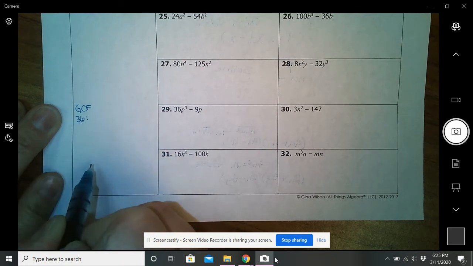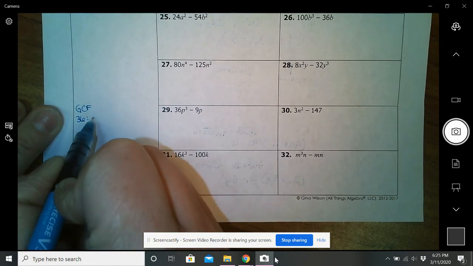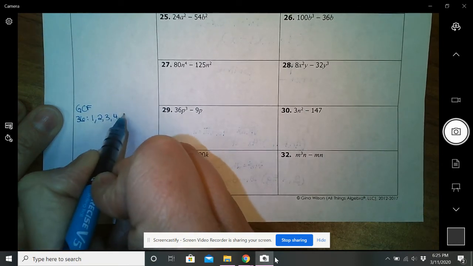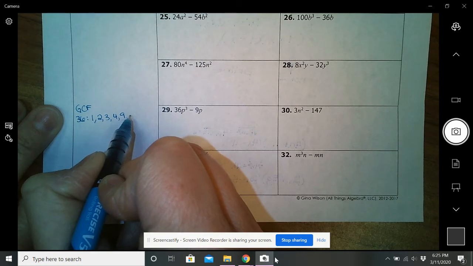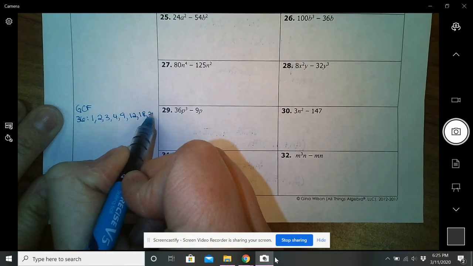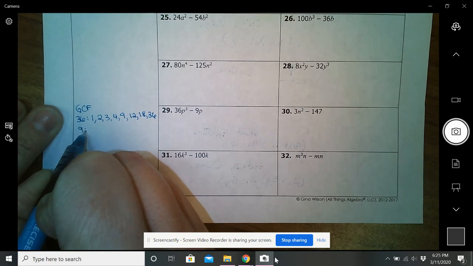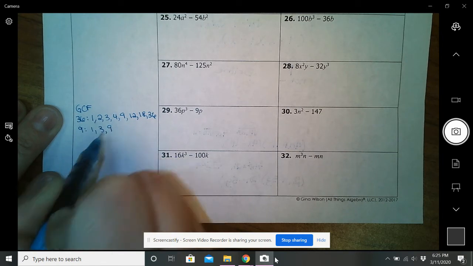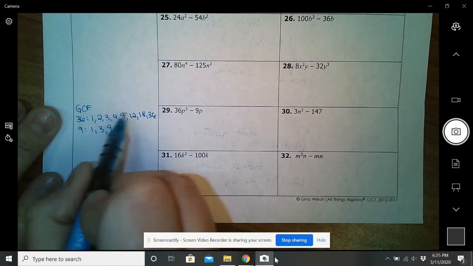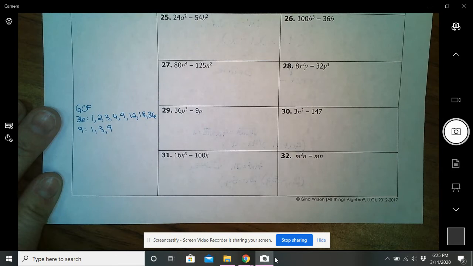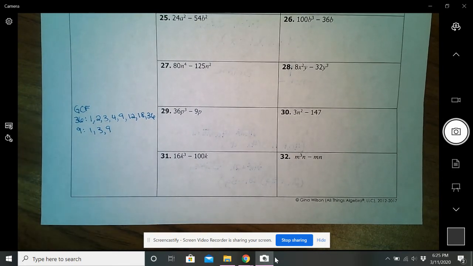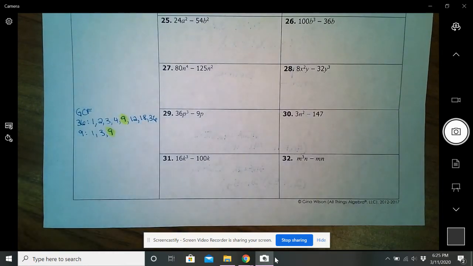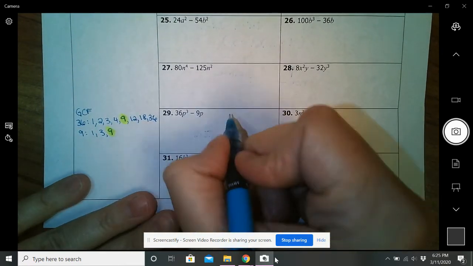GCF of 36. There's lots of numbers that divide into 36. 1, 2, 3, 4, 9, 12, 18, and 36. How about the factors of 9? That's a shorter list. It's just 1, 3, and 9. Now, if I did that too quickly, come see me because we've got to get you faster about getting the GCF term here. The greatest common factor is 9. So I can take a 9 out of both of these terms.